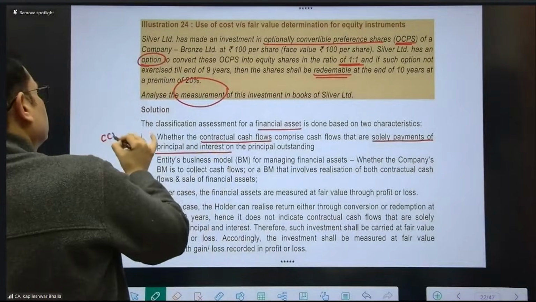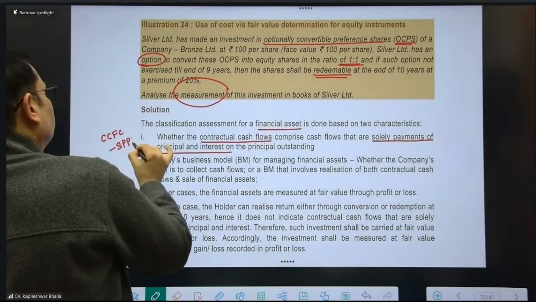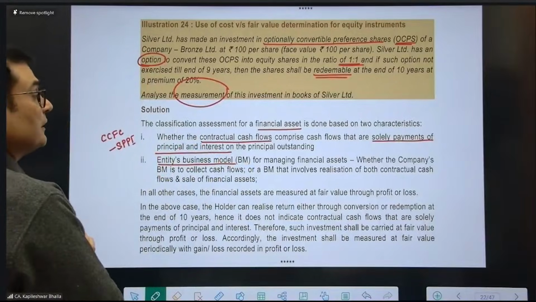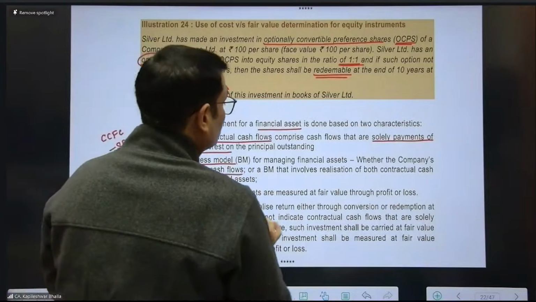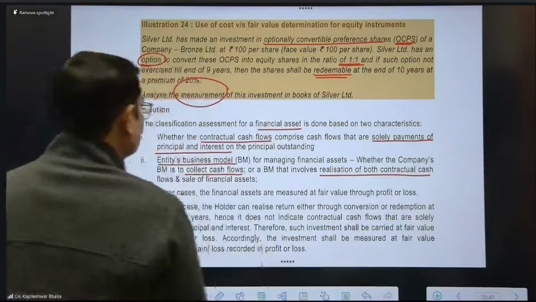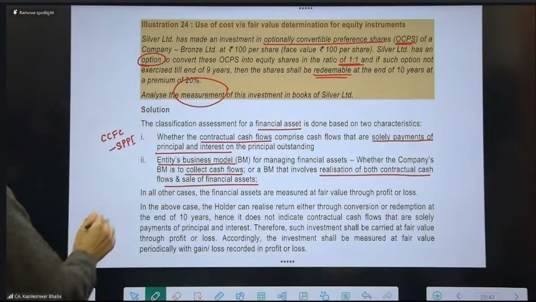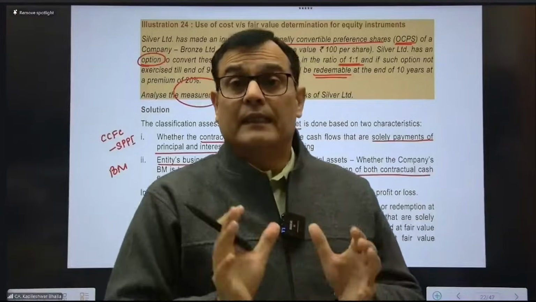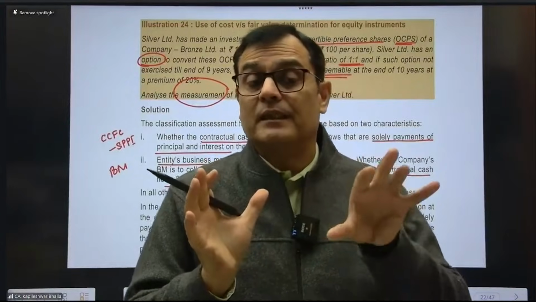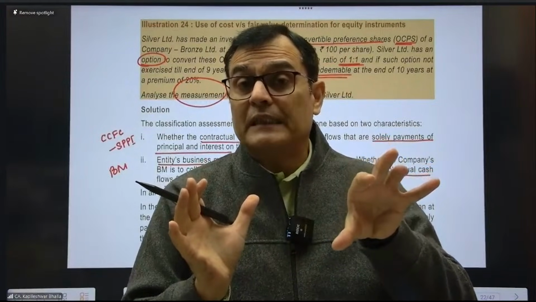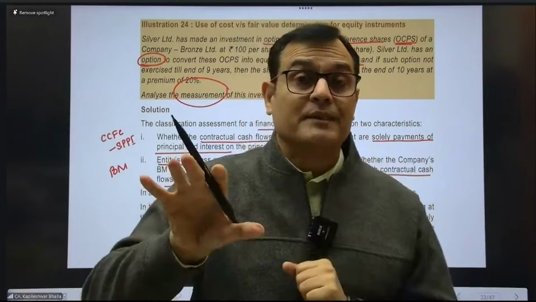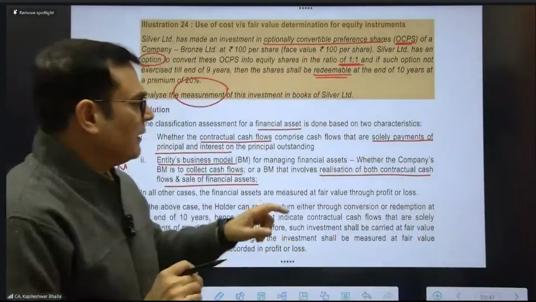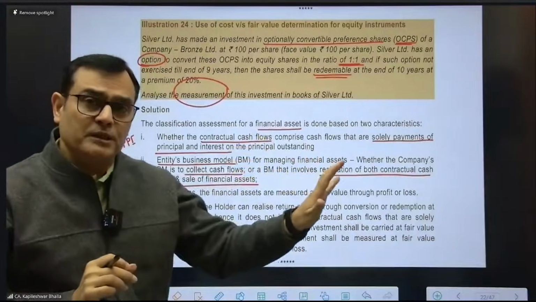So this is the CCFC comprising SPPI test. And then it says entity's business model managing the financial assets, whether it is to collect the cash flows or it involves realization of both the contractual cash flows and the sale of the financial assets. This is the business model test. Now you know this very carefully. You know this very well, that as far as debt investments are concerned, the step number 2 is CCFC comprising SPPI test. And the step number 3 is supposed to be the business model test. So he's very generically written to you that you need to apply the CCFC test, you need to apply the business model test to evaluate.